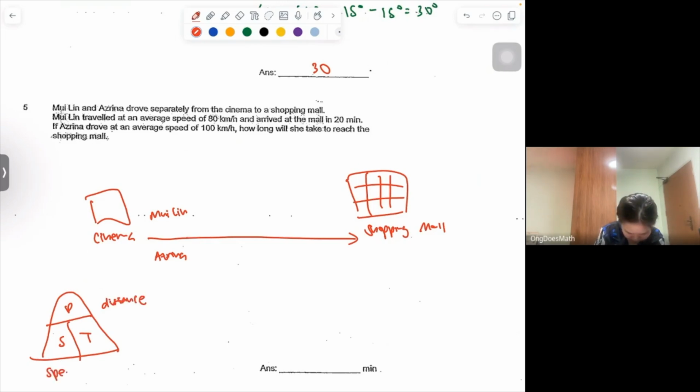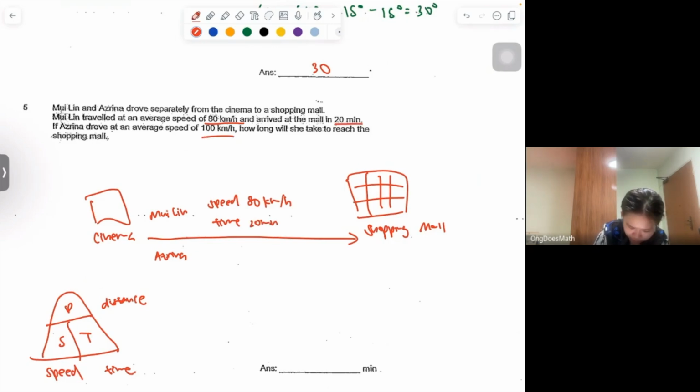speed, and time. How to memorize this, right? Just remember your GST, goods and services tax. So instead of G, replace it with D, so you get a DST triangle. Okay, so for Muilin, she had an average speed of 80 km per hour, and the time she took was 20 minutes.